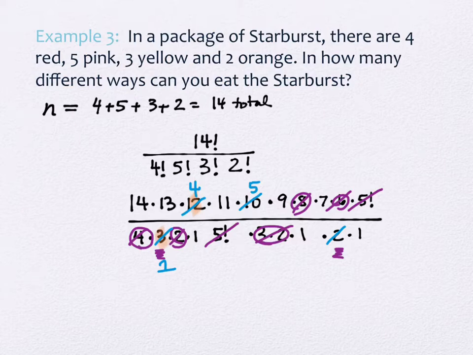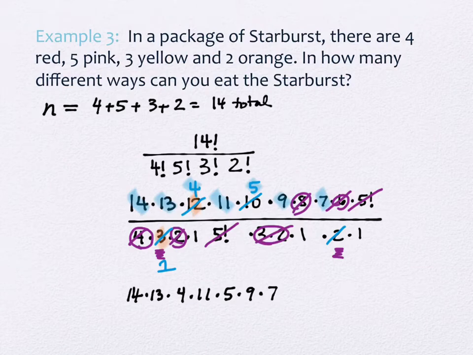So let's see. We have 14, 13, 4, 11, 5, 9, and 7. Random assortment of things, right? 14 times 13 times 4 times 11 times 5 times 9 times 7. Now, do you have to write them all out? No, but you're going to need to put them into your calculator at this point. So you're going to multiply all those values together with the help of your calculator because nobody wants to do that by hand. And what are you going to get?